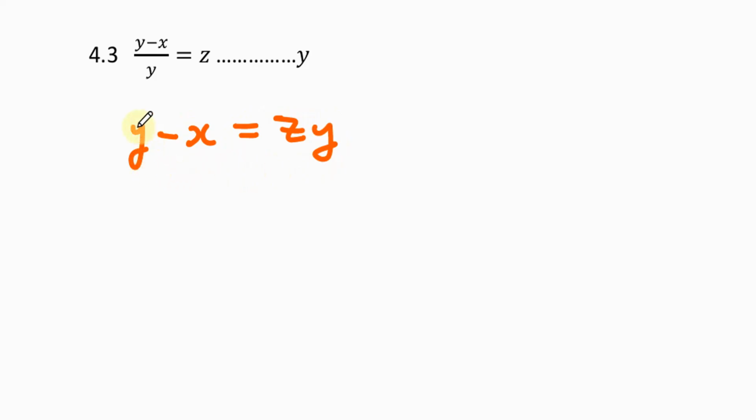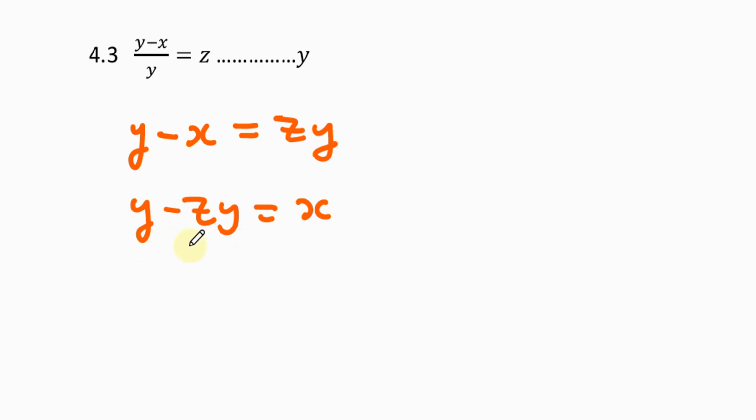Now, since we want y to be the subject, we're going to bring all the terms containing y to the left-hand side. The negative x we can take to the right-hand side, and it becomes positive x.